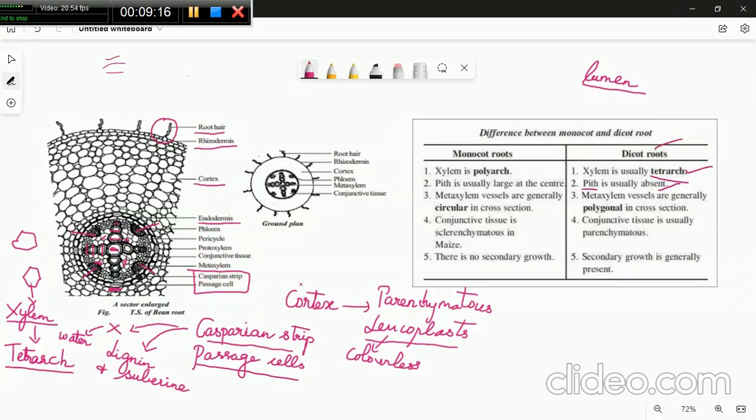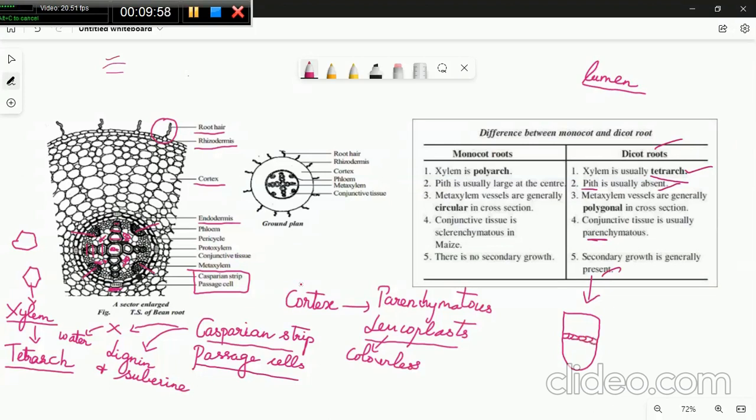So see here, what is the conjunctive tissue? Inside the endodermis, other than xylem and phloem, there are certain tissues present. These are considered the conjunctive tissues, and they consist of parenchymatous cells. So important. At the same time, secondary growth is generally present. If secondary growth is present, then the xylem and phloem will have the presence of cambium. So see here, there will be a structure called cambium.